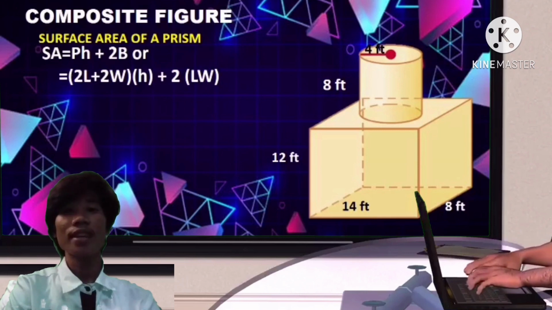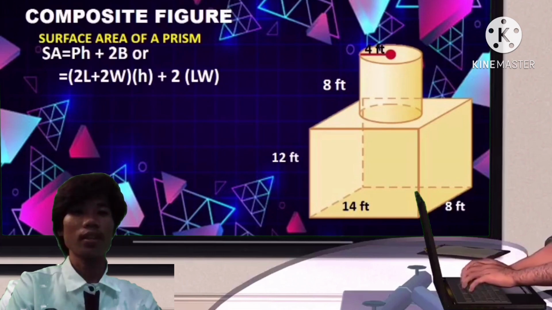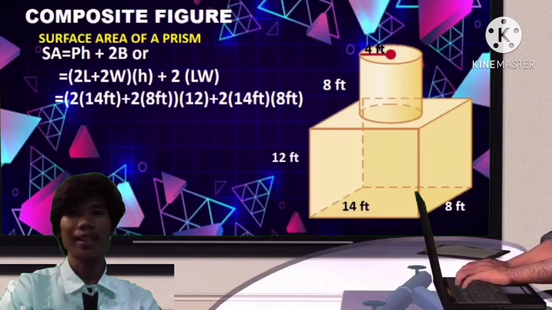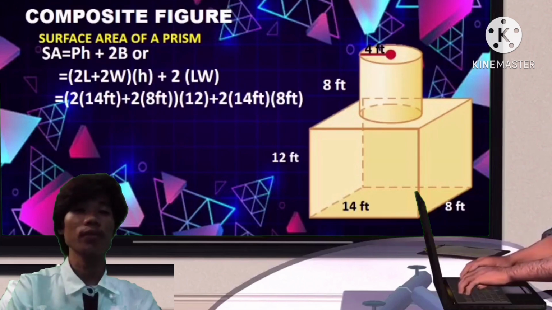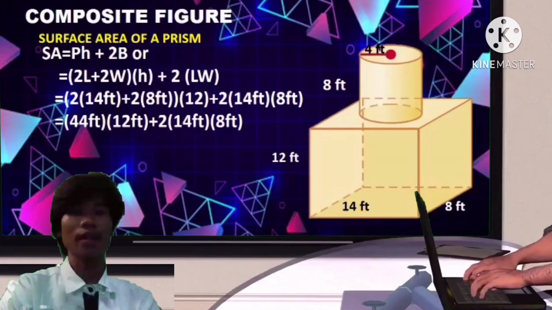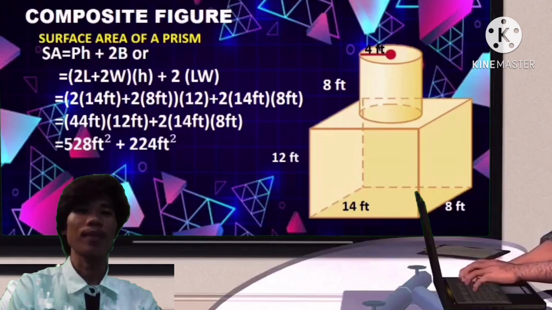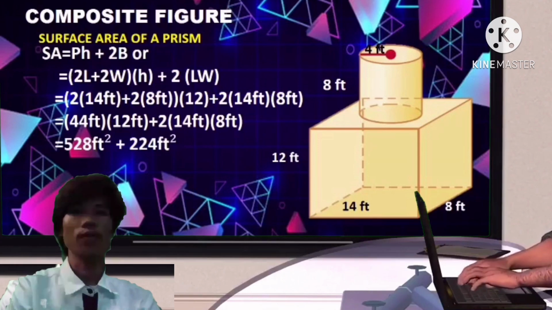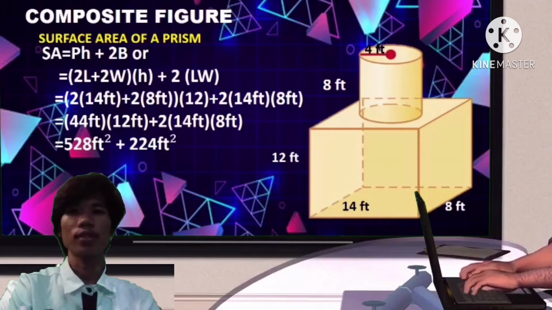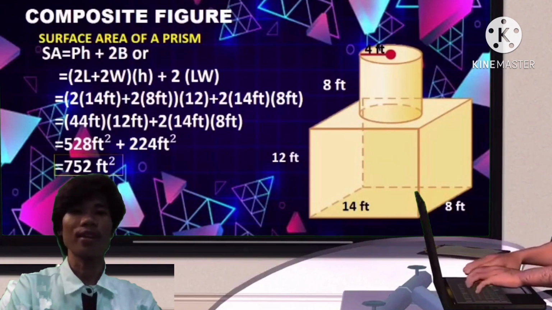Next is the surface area with the formula S equals perimeter times height plus twice the base area. Let us now substitute the given. So we have S equals 44 times 12 plus 2 times 14 times 8. 528 plus 224, and we have a surface area of the rectangular prism of 752 feet squared.